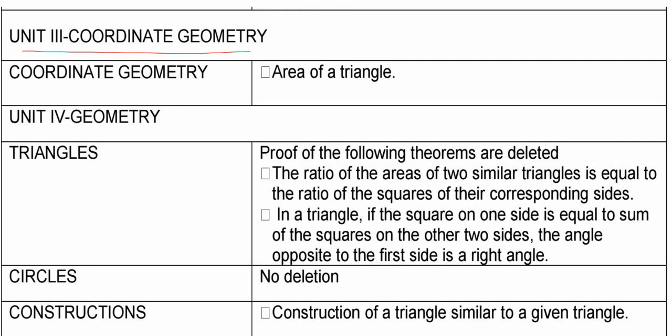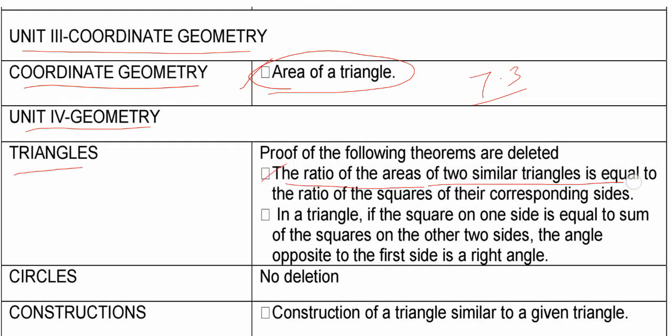Unit 3, coordinate geometry. In coordinate geometry, the topic area of the triangle is fully deleted, meaning exercise 7.3 is fully deleted. Unit 4, geometry. Triangles we have. In this, two theorems are deleted. First one, the ratio of the areas of two similar triangles is equal to the ratio of the squares of any corresponding sides. Second one, in a triangle, if the square of one side is equal to the sum of the squares of the other two sides, the angle opposite to the first side is a right angle. These two theorems are deleted.